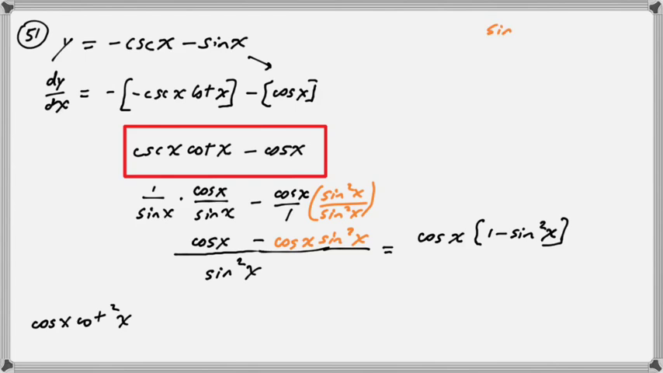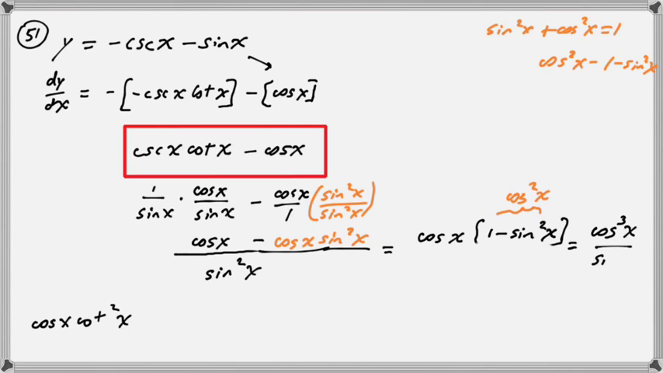And what is 1 minus sine squared? Well, we know that sine squared plus cosine squared, as long as the angles are the same, equals 1. If I subtracted sine squared, 1 minus sine squared could be called what? Cosine squared. So cosine times cosine squared makes the numerator cosine cubed. And it's over sine squared.